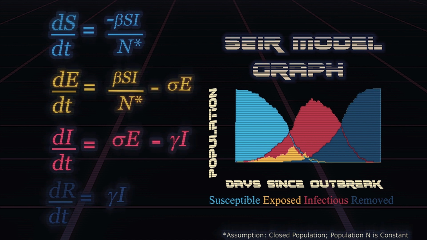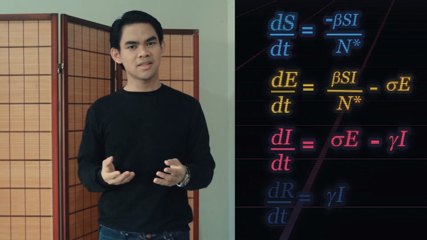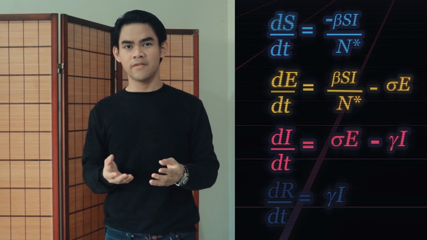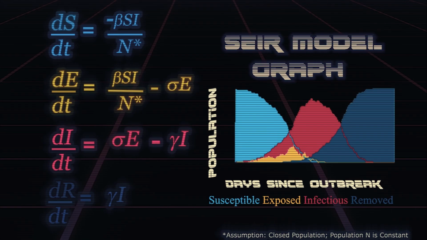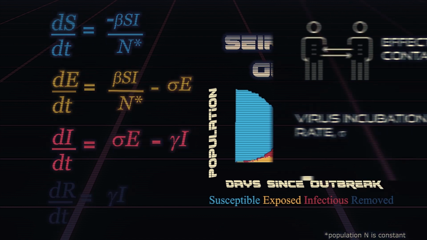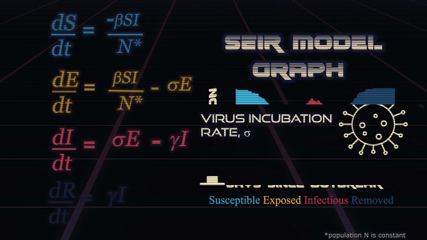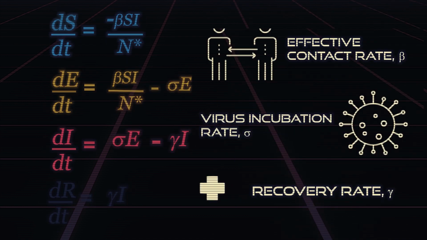To fully understand what these mean, we must know that these curves are governed by corresponding ordinary differential equations. Simply put, these tell us the rate of change of the number of individuals per category through time. Its factors are the population's effective contact rate beta, the incubation rate sigma, and the recovery rate gamma.